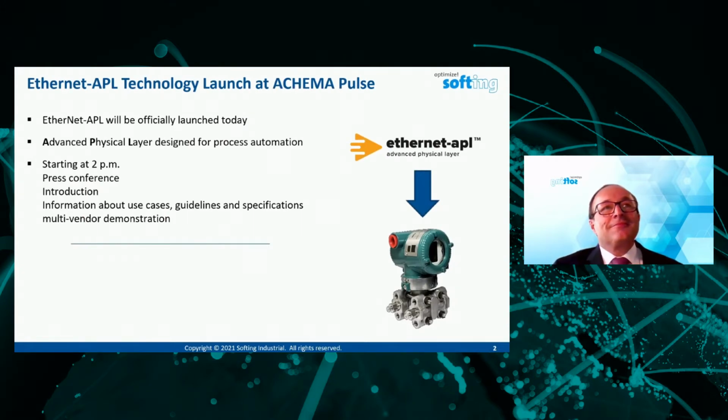Ethernet APL, an evolution of classical Ethernet, will be launched today. APL stands for Advanced Physical Layer, that is targeting the use of Ethernet not only in office and factory automation, but also in process automation. Starting this afternoon at 2, you will get a lot of information about this new and exciting technology here at Achema Pulse.